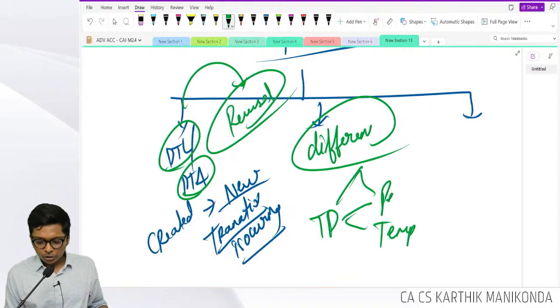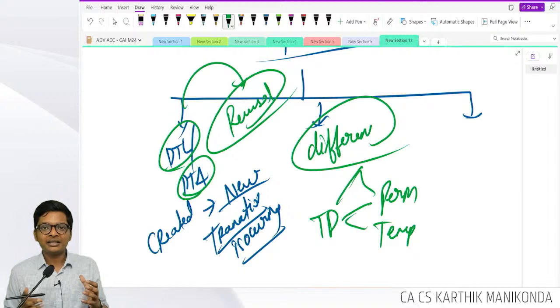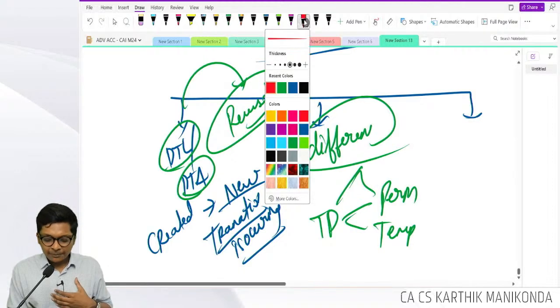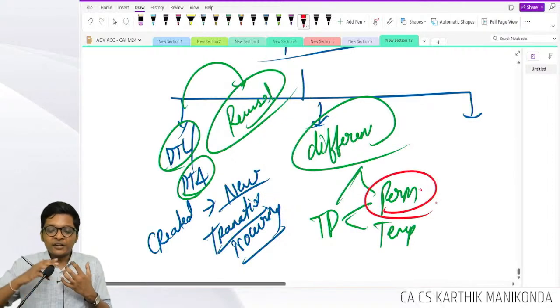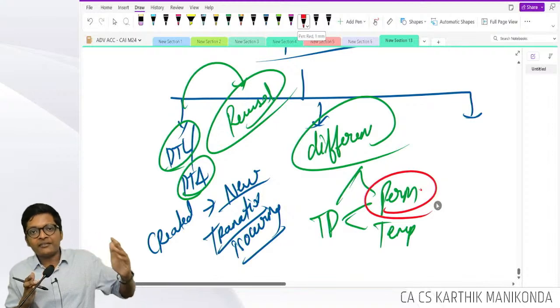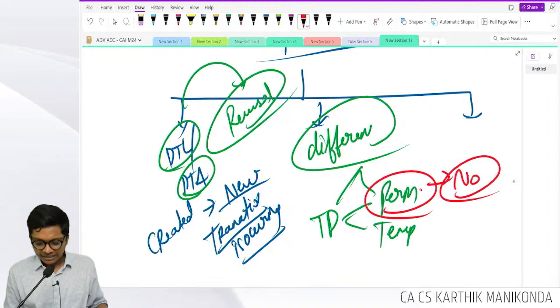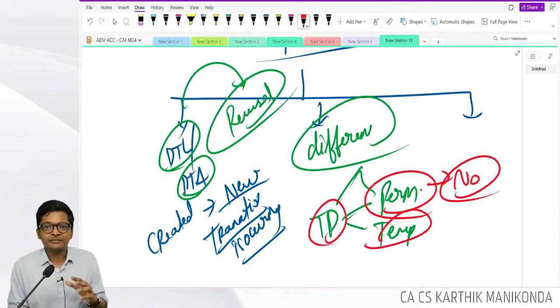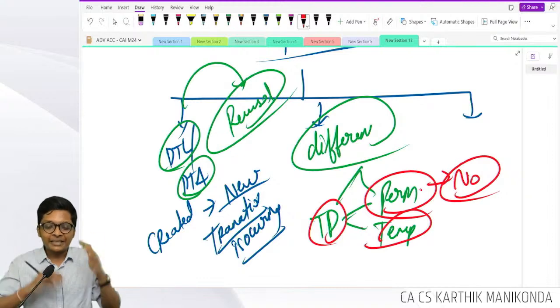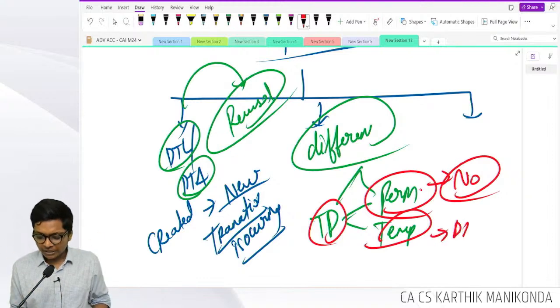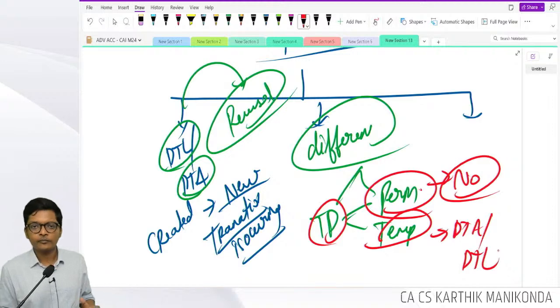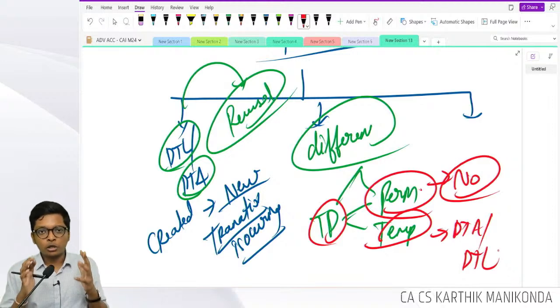What is the difference called, guys? Permanent or temporary timing difference. For example, some exemptions given, tax exemptions. These tax exemptions are a permanent tax saving. A difference which is permanent remains forever. No need to create deferred tax asset or liability. Timing difference which is temporary, like depreciation, I have to create DTA or DTL. You need to know the concept, guys, now.